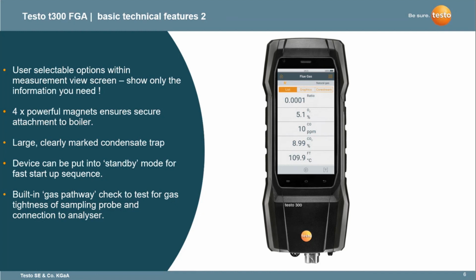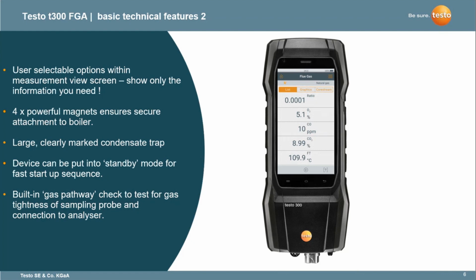It has four very powerful magnets to make sure that this stays on the boiler. Obviously with the touch screen, you don't want this thing dropping off. So we've got probably the most powerful magnets of any flue gas analyzer I've seen. There's a very large and clearly marked condensate trap on the back of the instrument with a very easy to use bung to drain down the condensate.